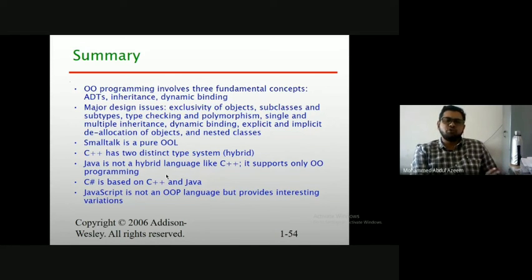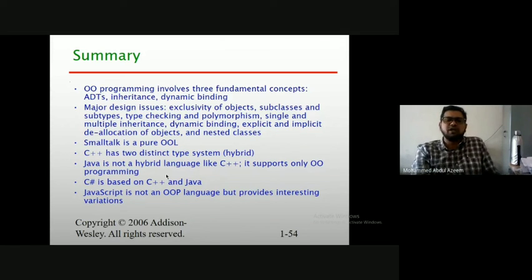Smalltalk, you can say, is a pure object-oriented language because you don't find anything apart from objects. Okay, C++ has two distinct type systems, right? It basically allows classes as well as functions and simple data. It's a hybrid, you can say. Java is not a hybrid language like C++, but it supports only object-oriented programming. C# is based on C++ and Java.